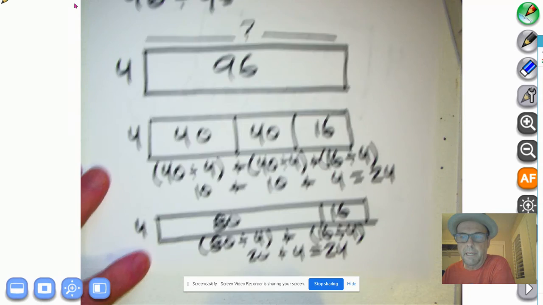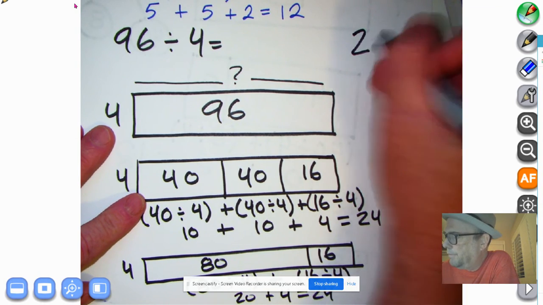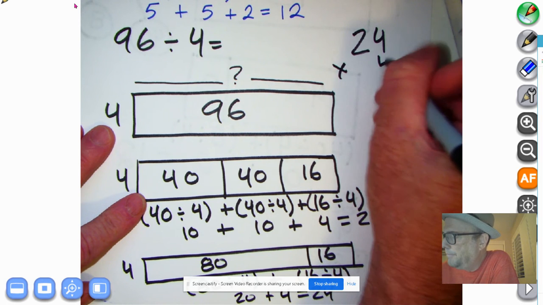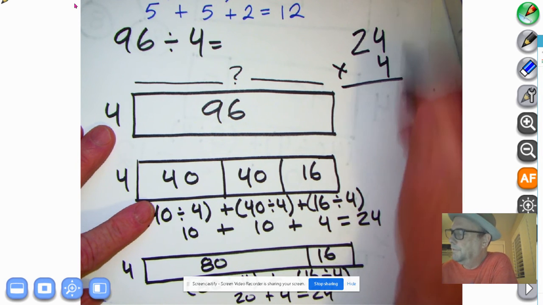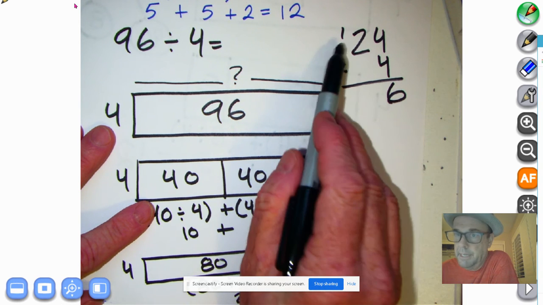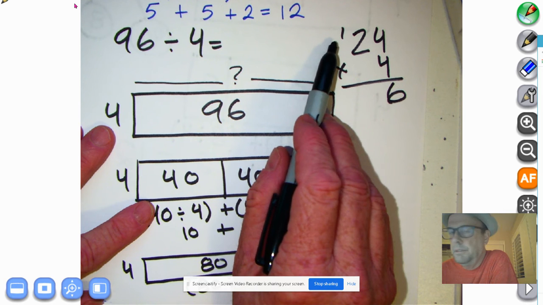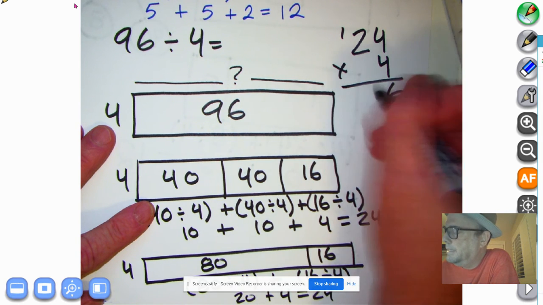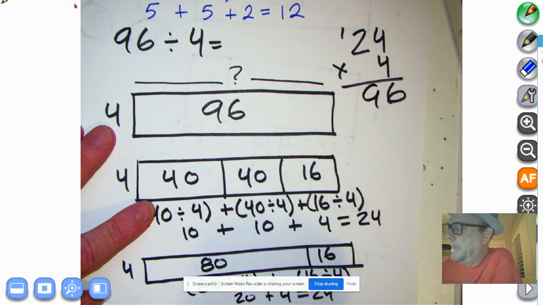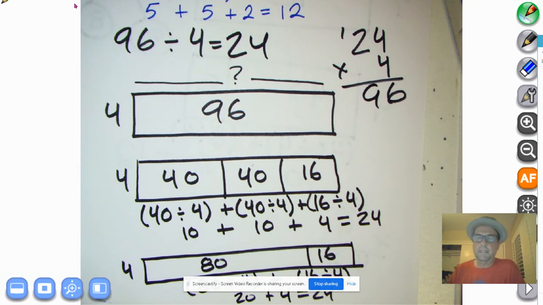You want to check with multiplication? I do. So we're going to do 24 times 4. Okay? 4 times 4, 16. Bring up that 1, or 10. 2 tens times 4 is 8 tens, but add on another 10, we get 9 tens. So it's 96. And it looks like we're absolutely correct. So 96 divided by 4 is indeed 24.